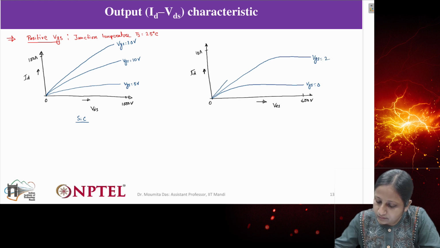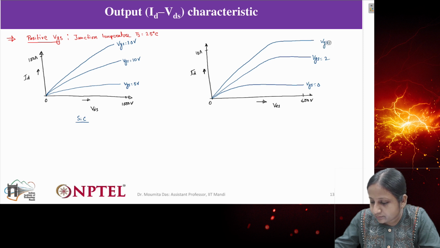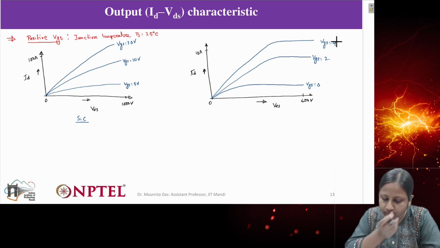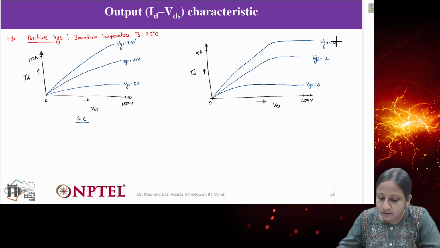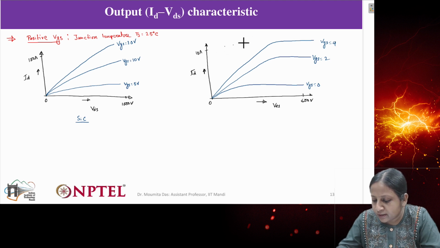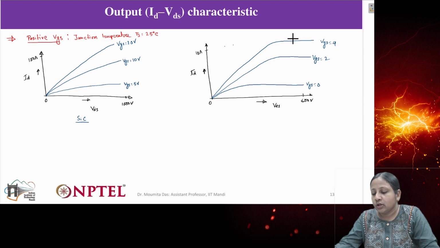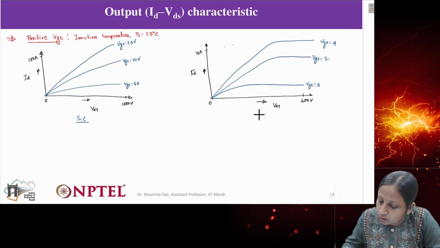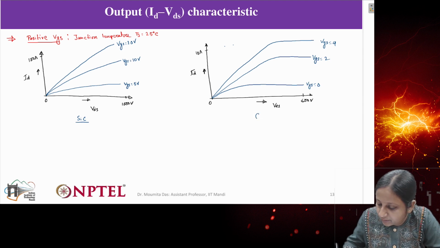Now it is equal to 4. So you can see here, 10 amperes will correspond to 4. Like this we can plot different devices. So this is with respect to GaN.